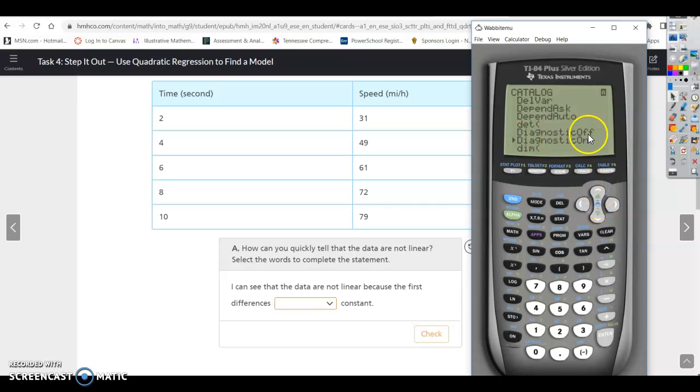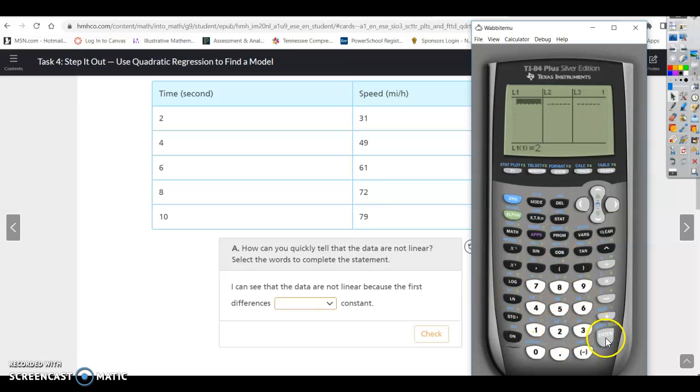Here it has diagnostics off and diagnostics on. When you hit diagnostics on, you have to hit enter to actually turn it on, and it'll say done. Then that's going to show up the r squared a little bit later when we graph. If this is not turned on, you're not going to see the r squared. All right, so go to stat and hit edit, and we're going to put our points in.